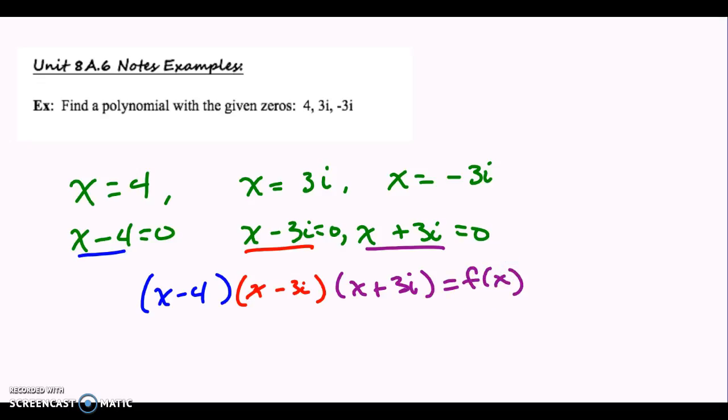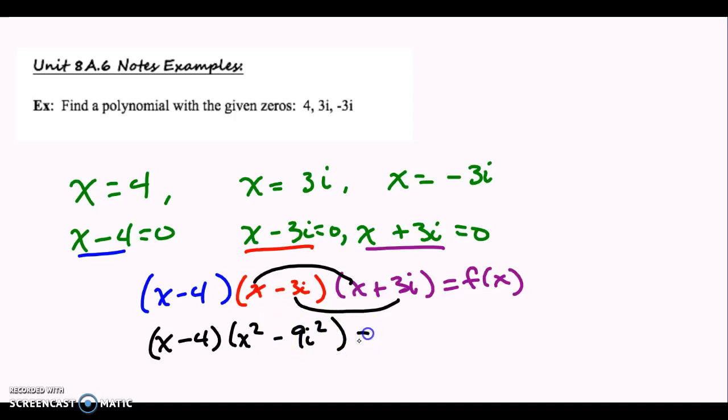Now, we could multiply these out if we wanted to. We don't need to, though, but we could. I'm going to multiply out these first two because I see that there is a conjugate here. So I only have to multiply the first term, which is x squared, and I need to multiply the last term, which is minus 9i squared. And if I simplify that, I get x squared plus 9.